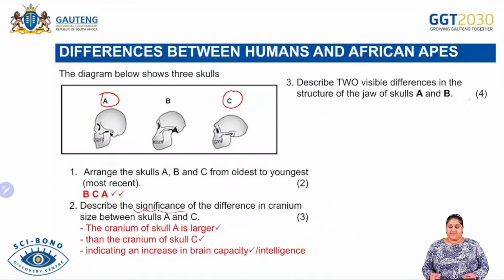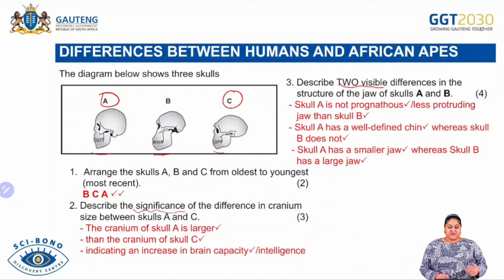skulls A and B. Okay, so we did this in the previous one, but remember it's visible differences. So what can you see in these diagrams, of A and B? Skull A is not prognathous, okay, unlike skull B. Skull A has a well-defined chin, whereas skull B does not. Skull A has a smaller jaw, whereas skull B has a larger jaw.